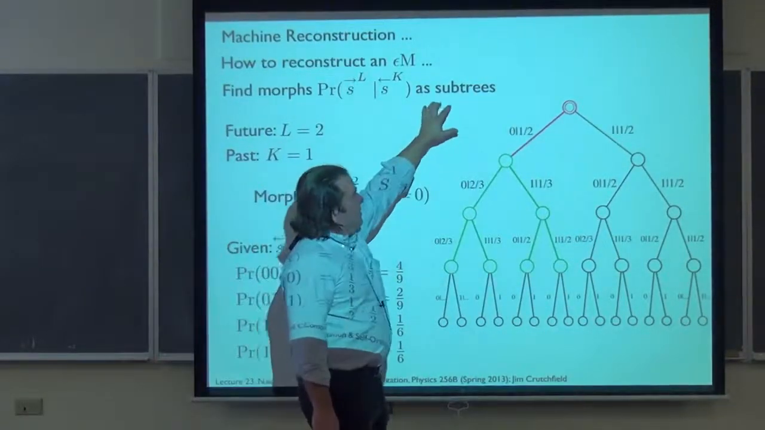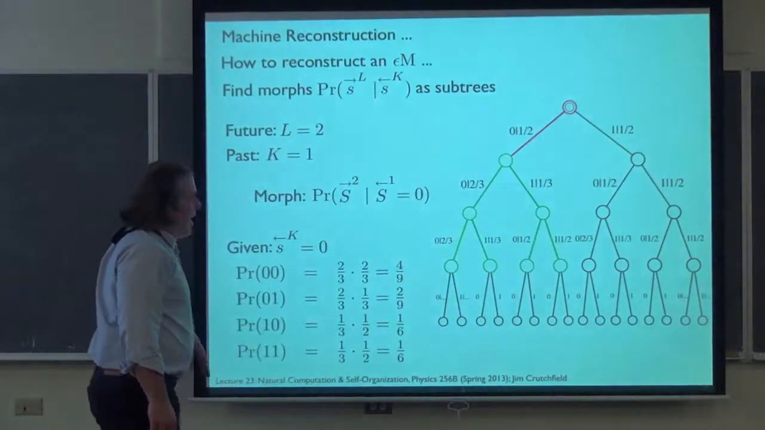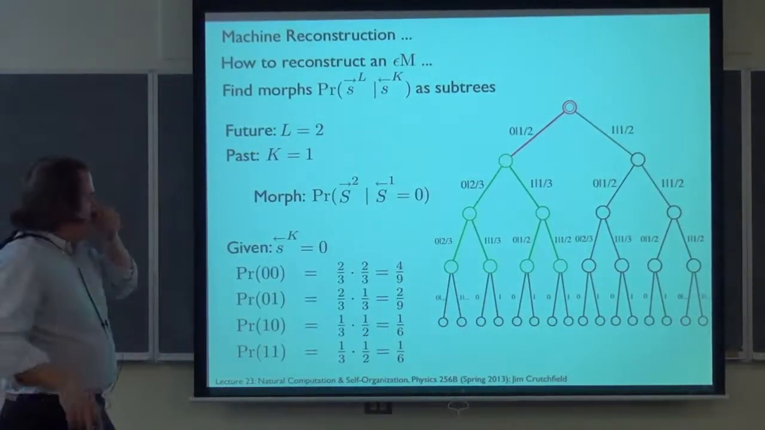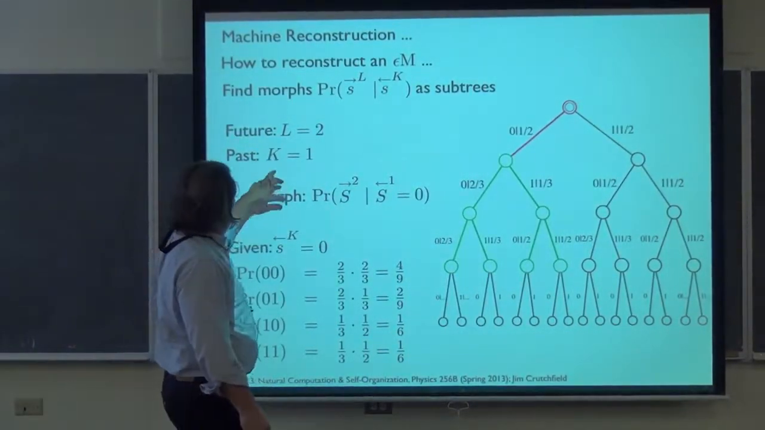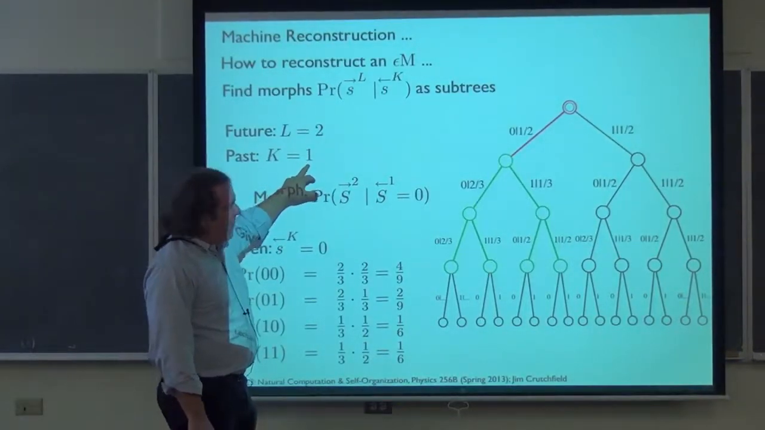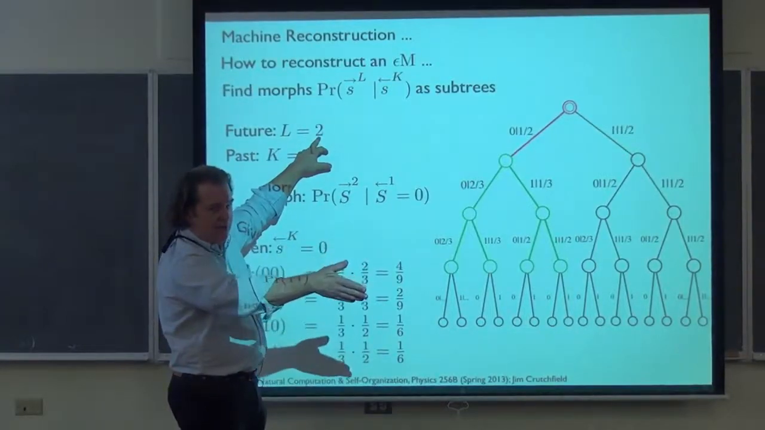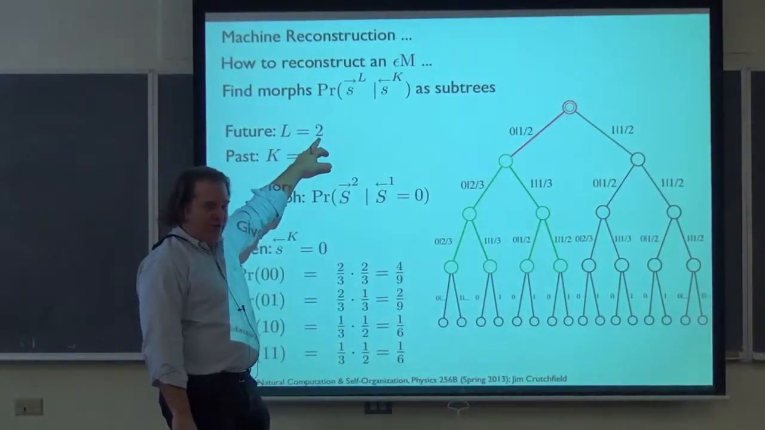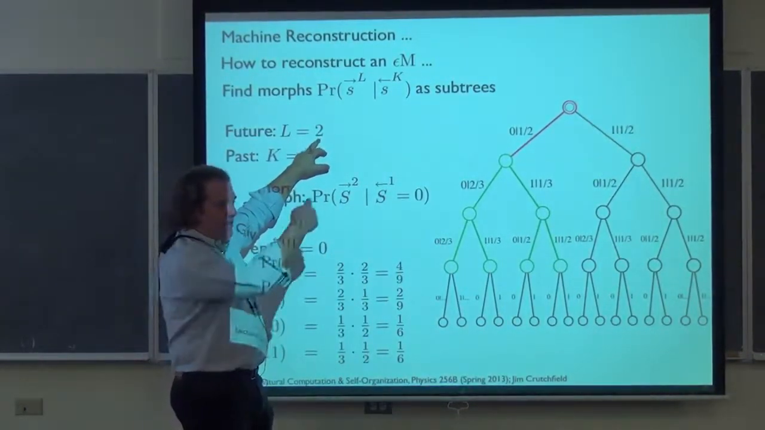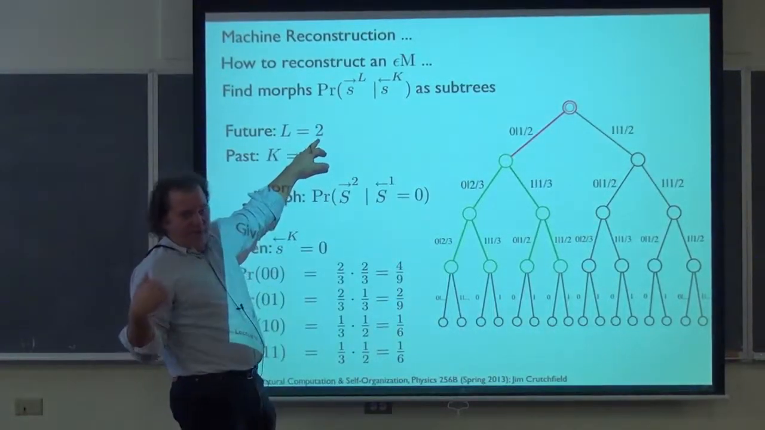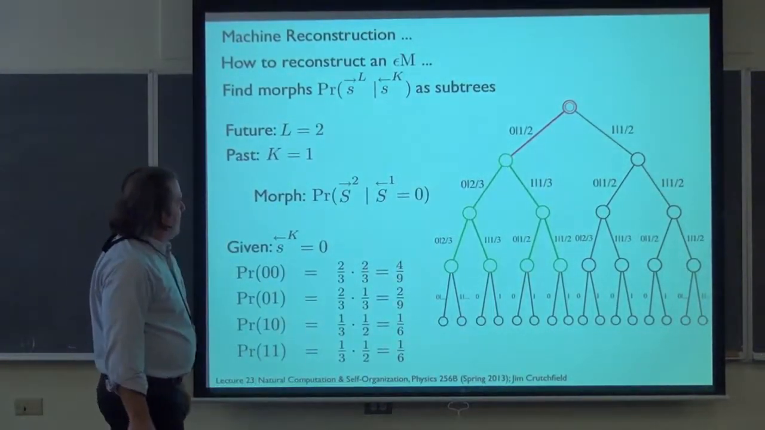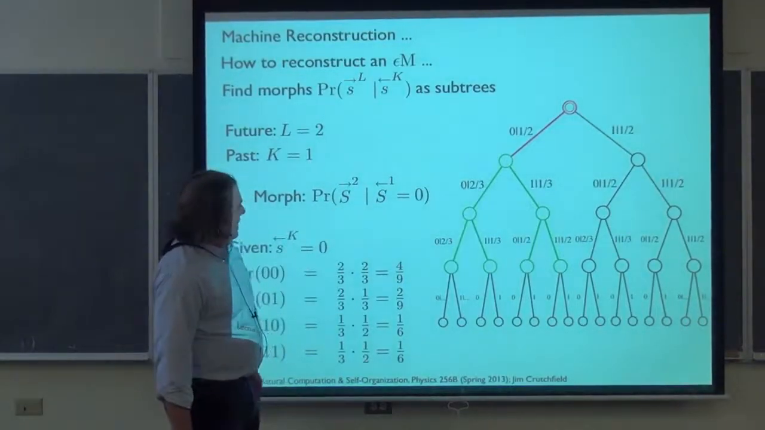The next step is to find subtrees. So what I'm going to do is just look at paths of length 1 and future morphs of length 2. In other words, I'm going two steps ahead. So I'm trying to find all the future conditional distributions over the next two symbols given I've seen one in the past. Okay.